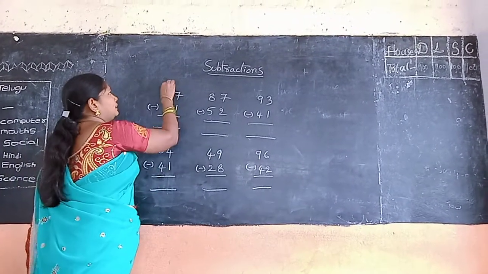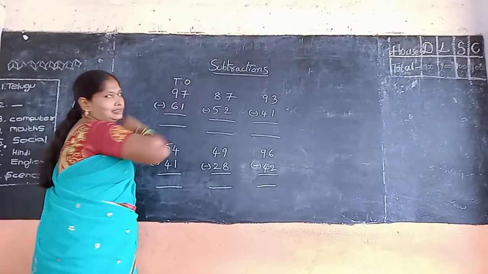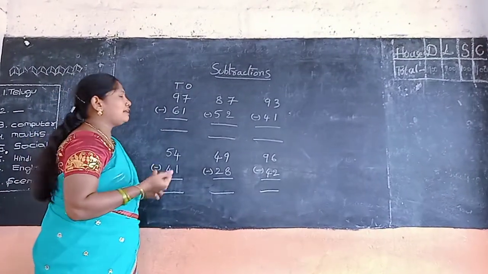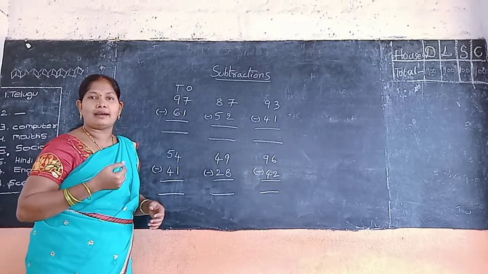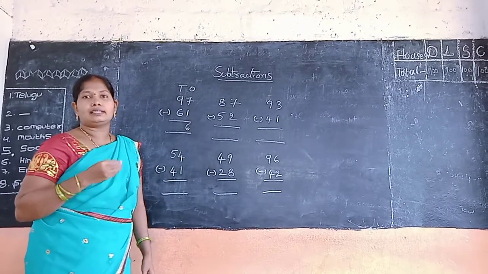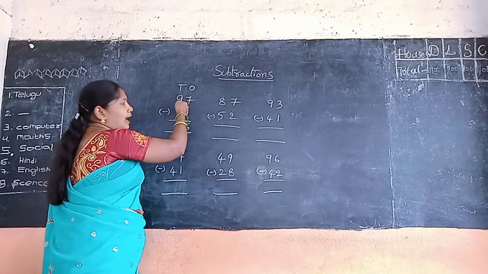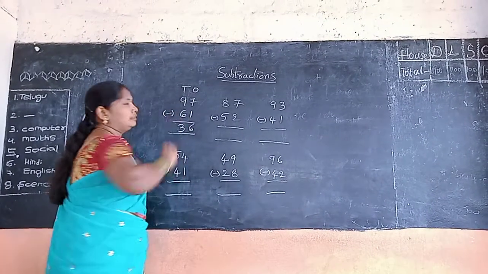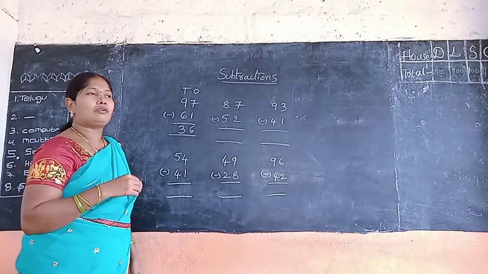Okay, this is the 1's place value. This is the 10's place value. Now solve the first one. 1's place value is 7. 7 minus 1 is 6. Okay, now take the 10's place value. 9 minus 6 is 3. One sum is completed. Now write.